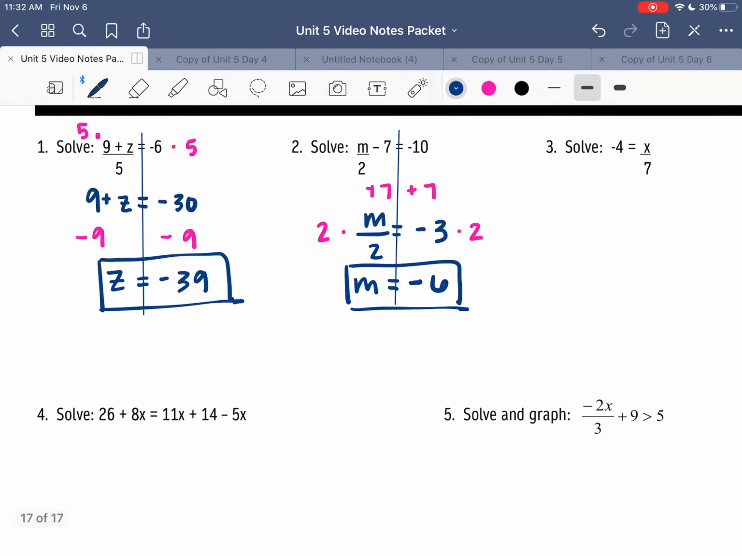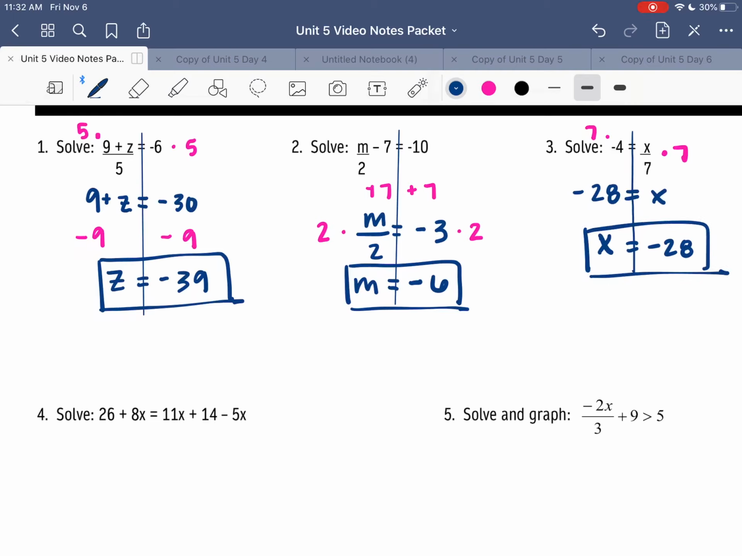All right, and number 3 is actually a nice little one-step equation. So look at this one. We've got negative 4 equals x over 7. So since that fraction on the right is totally isolated, that divide by 7 can be cleared if I just multiply both sides by 7. 7 times negative 4 is negative 28 equals x. And if you prefer, you can always reverse the order of your equation to write it as x equals negative 28, but you certainly do not have to.